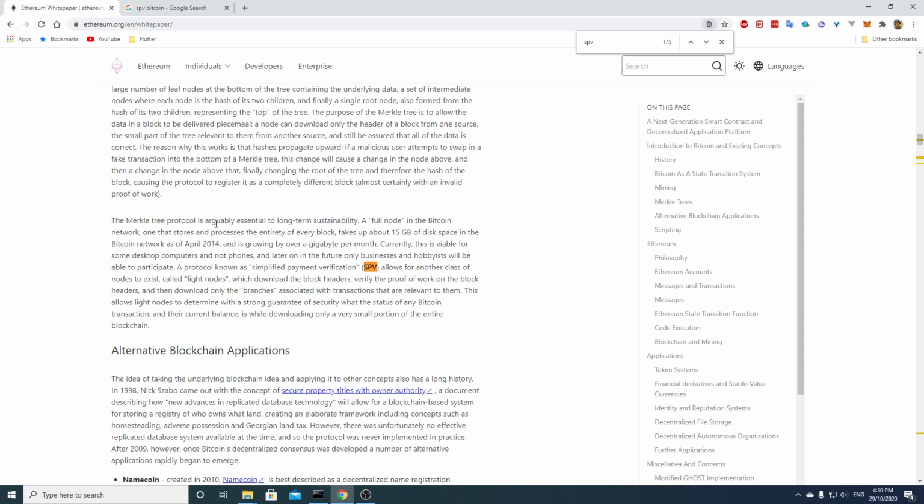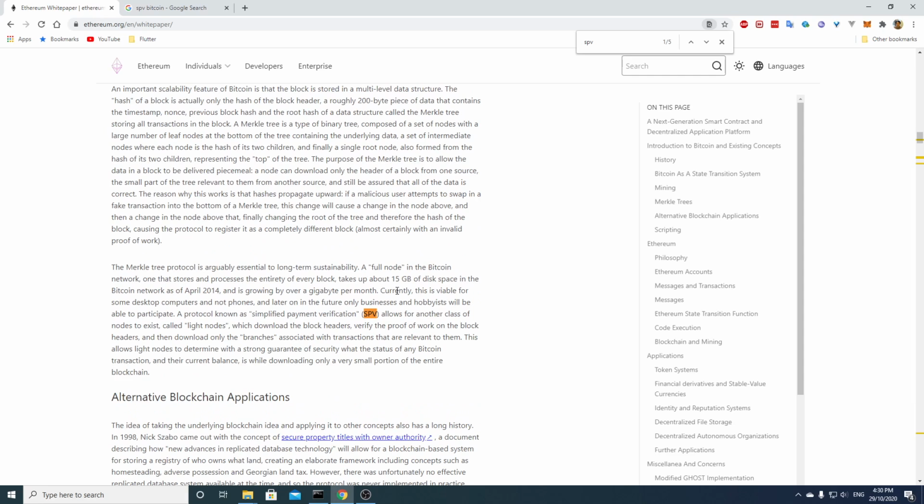The Merkle Tree protocol is arguably essential to long-term sustainability. A full node in the Bitcoin network, one that stores and processes the entirety of every block, takes about 15 gigabytes of disk space in the Bitcoin network as of April 2014. Okay, that's way more now. In 2020, I think the blockchain has grown to 240 or 250 gigabytes. And it's growing by over a gigabyte per month.